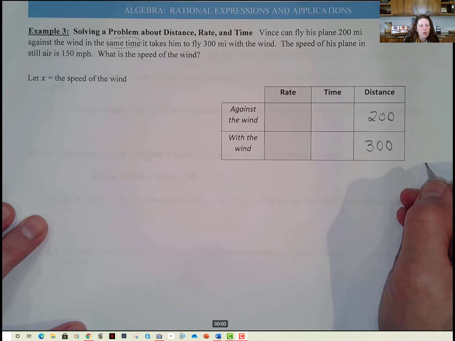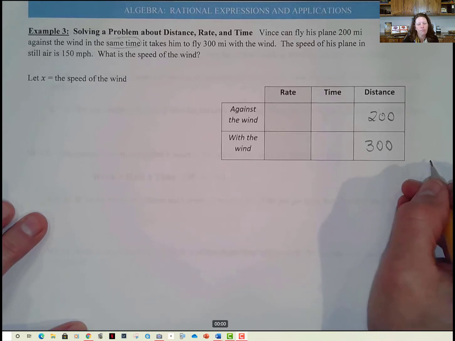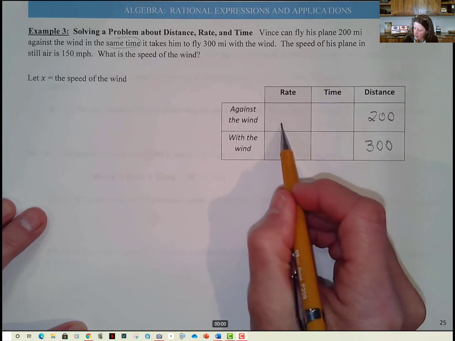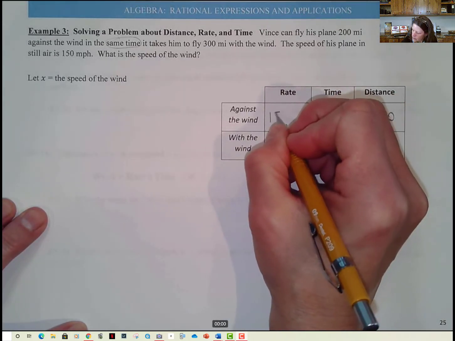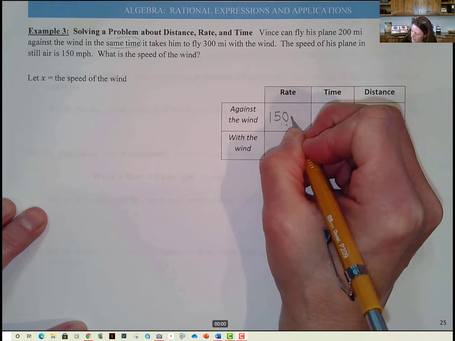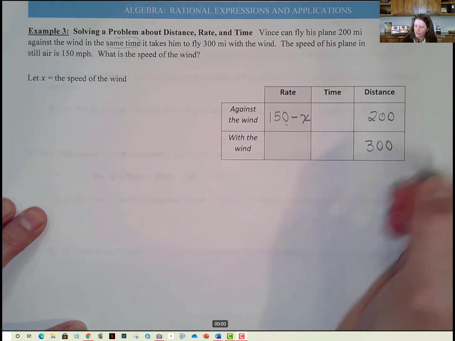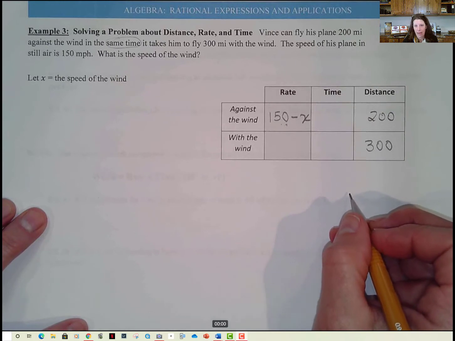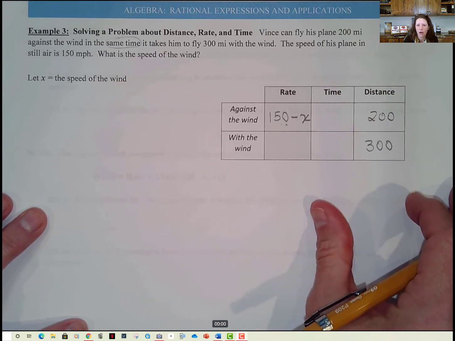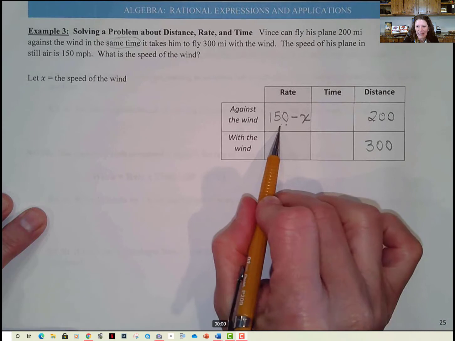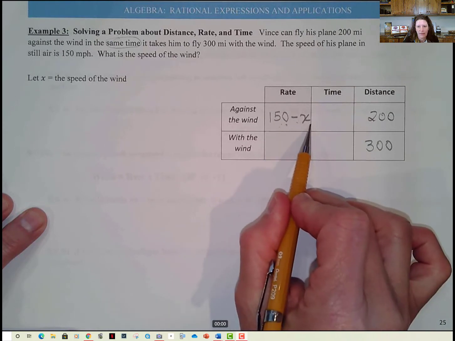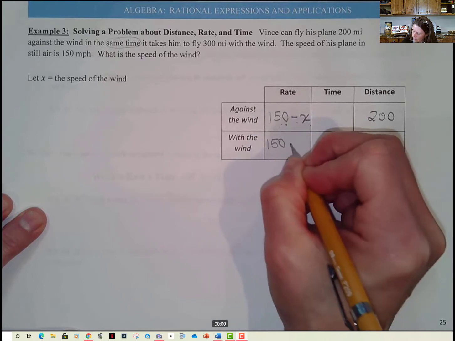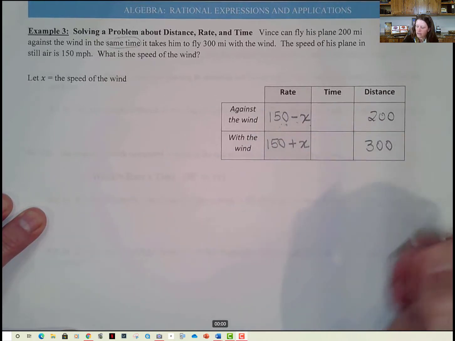Now, in this situation, we want to find the speed of the wind. And so let's talk about those rates. Against the wind, the speed of the plane minus the wind, 150 minus x. The order that you do your subtraction there matters, because subtraction is not commutative, and that's the speed of the plane minus wind in that order. With the wind, 150 plus x, the speed of the wind.